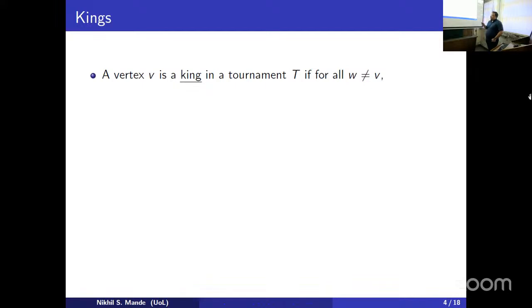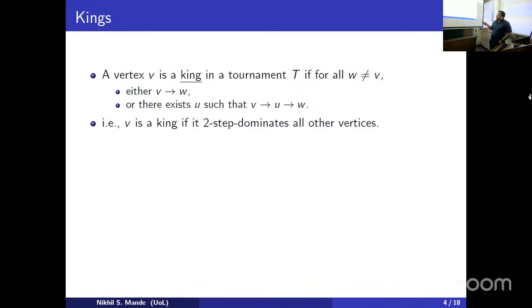All right, so let's come to the definition. A vertex V is a king if for all other vertices W, either there's an edge from V to W or there's a length 2 path from V to W. So in other words, vertex V is a king if it 2-dominates all other vertices. I'm being a bit vague here, but this is the formal definition. So again, a vertex V is a king if every other vertex can be reached from V via a path of length 1 or 2.